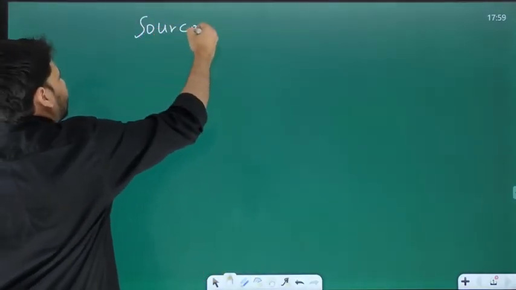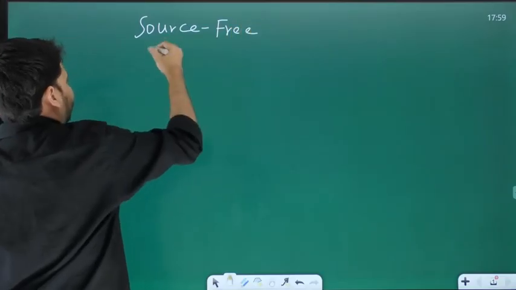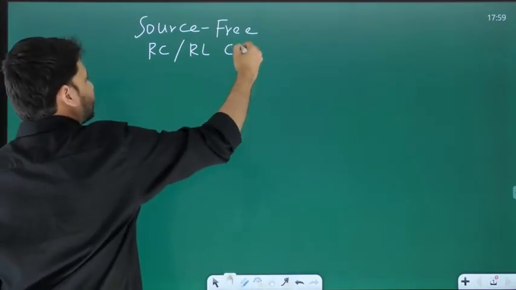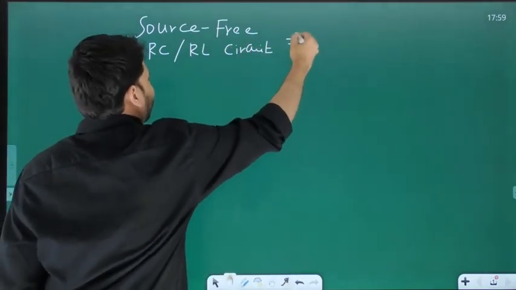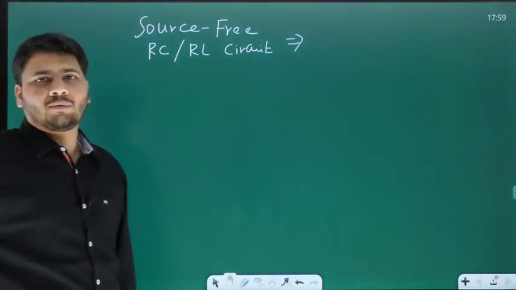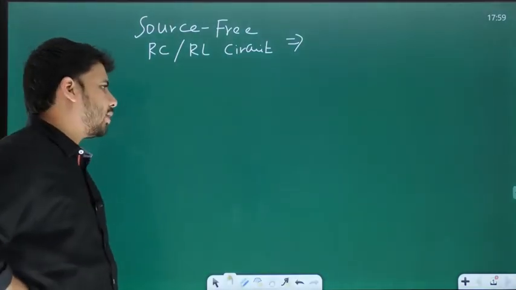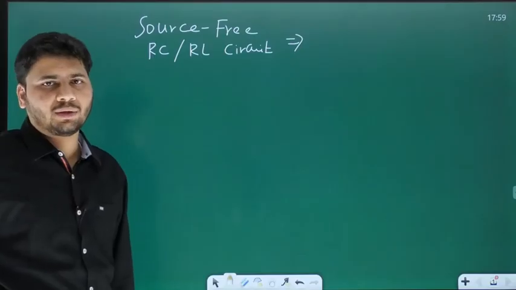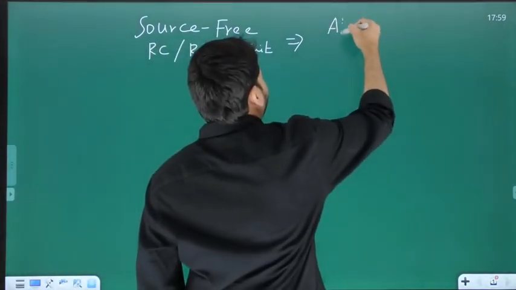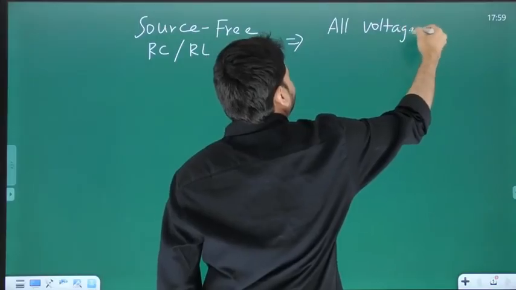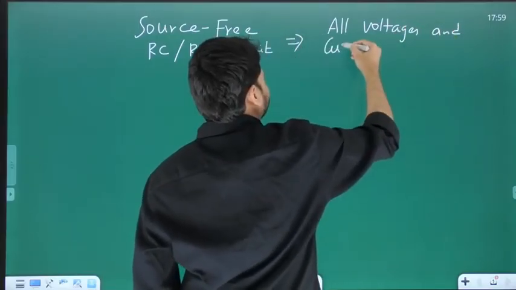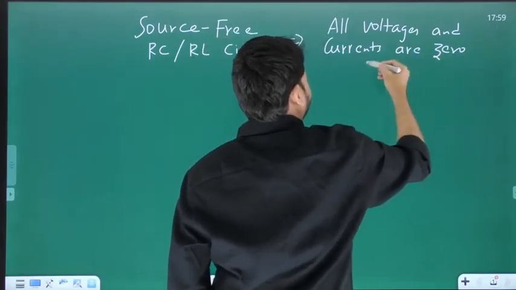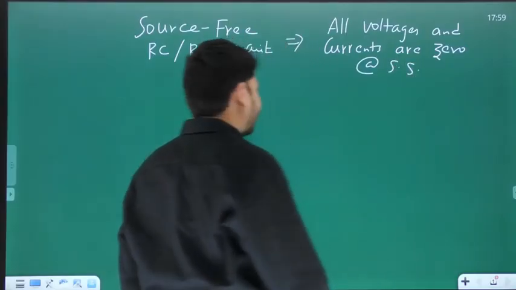In a source free circuit, it could be an RC circuit, it could be an RL circuit, usually what happens is the capacitor and the inductor will get fully discharged through the resistors in the network, so that at steady state all voltages and currents are going to be 0. All voltages and currents are 0 at steady state, and this is true in general.